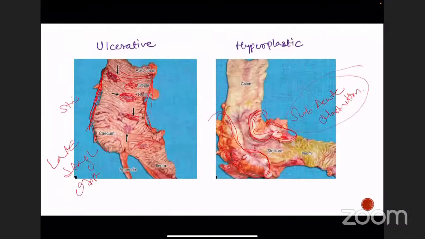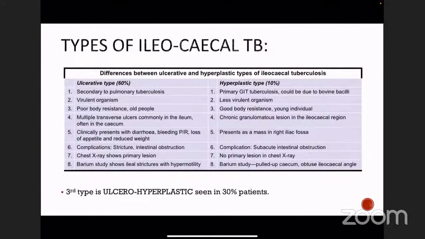So now we will go to the basics. After this basic thing, we will jump to the table. So the main thing: ulcerative type is seen in 60% of patients, while hyperplastic is seen in 10% of patients. Why? Because we all know those who have low immunity will get more infection, right?